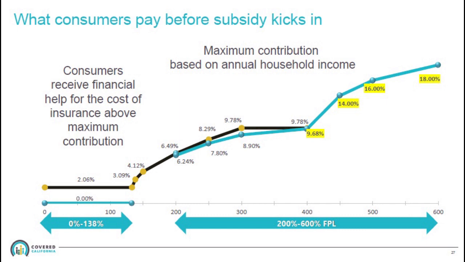The California subsidies are there to make health insurance a little bit more affordable for certain households between the income ranges of 200% and 400%. The federal subsidies end at 400% of the federal poverty level, and that's when the California subsidies really kick in, up to 600% of the federal poverty level. There are no California subsidies between 138 and 200% of the federal poverty level.